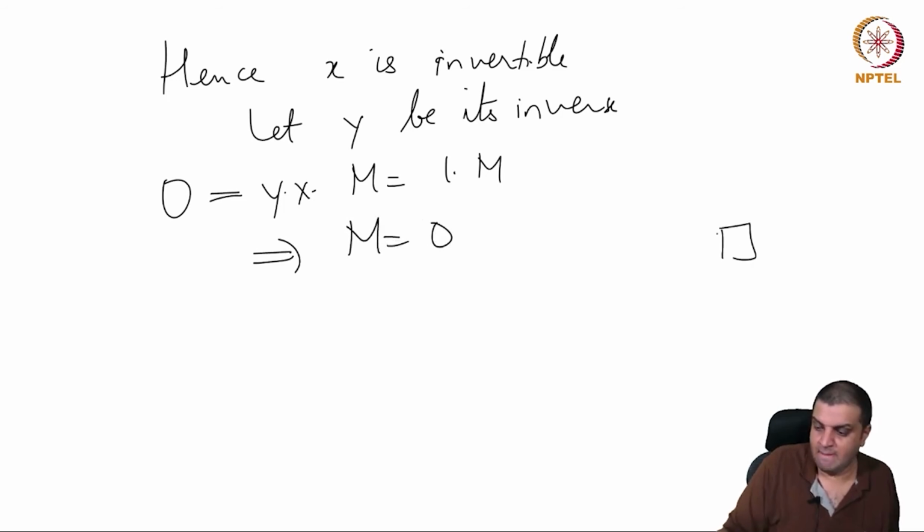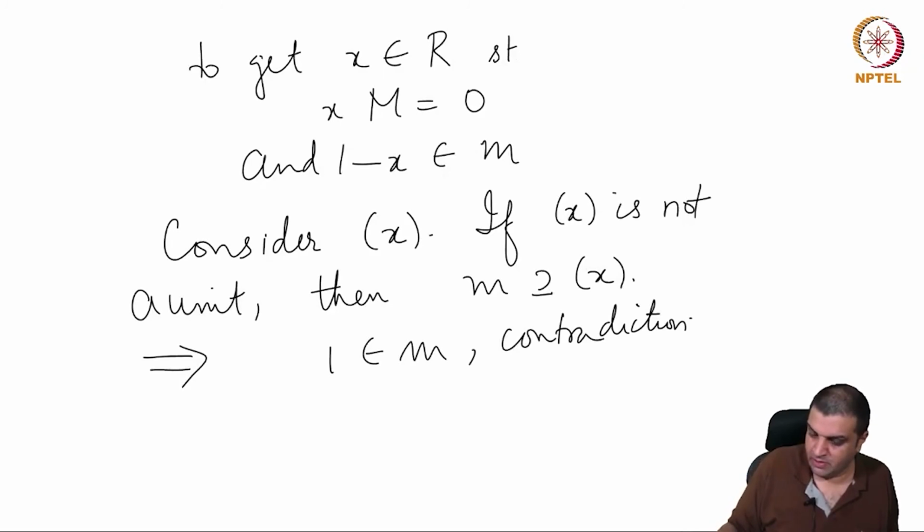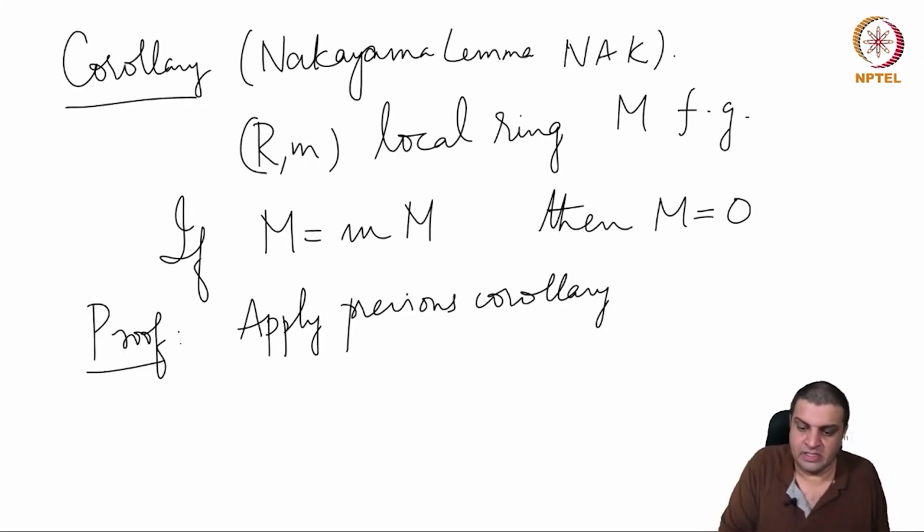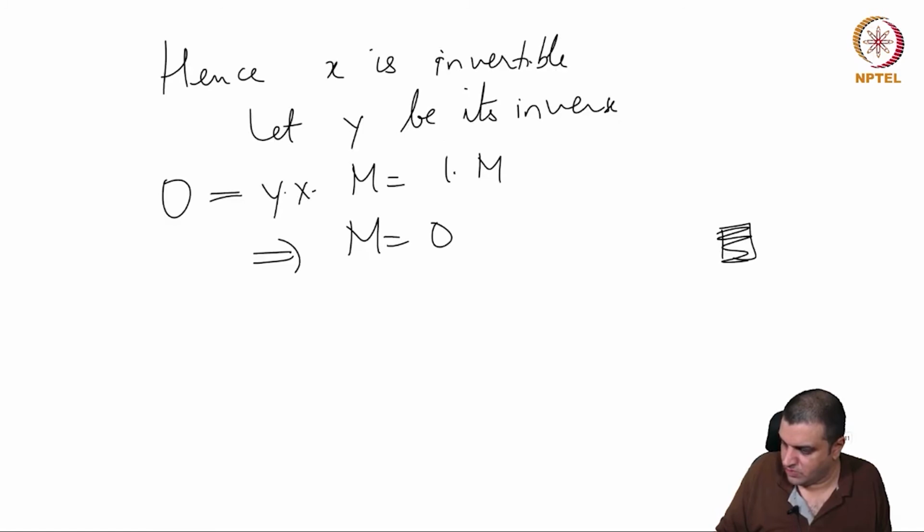Okay. So it is this version that we often use as Nakayama's lemma in many applications. So if you have a local ring, a finitely generated module, if M is equal to mM, then M is 0. Okay.